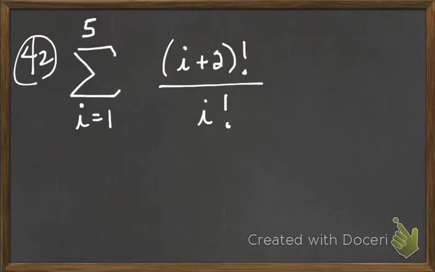All right, so you're starting with 1, ending with 5. The summation of (I plus 2) factorial over I factorial. Most of these factorials can be done without using your calculator if you really understand what they are. A lot of times y'all are going to mess it up by trying to put it in your calculator. It's not that hard to do it without a calculator.